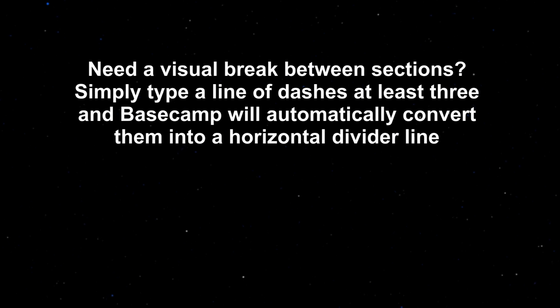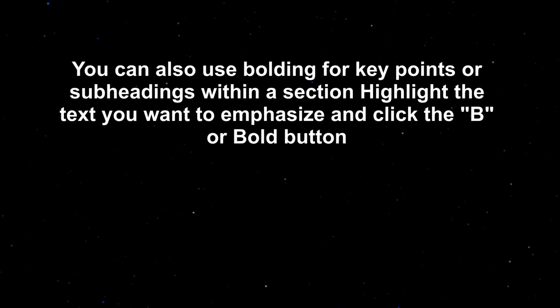Need a visual break between sections? Simply type a line of dashes, at least 3, and Basecamp will automatically convert them into a horizontal divider line. You can also use bolding for key points or subheadings within a section. Highlight the text you want to emphasize and click the B or bold button.